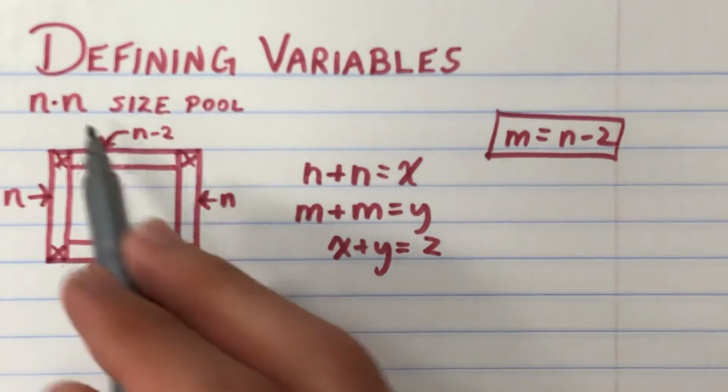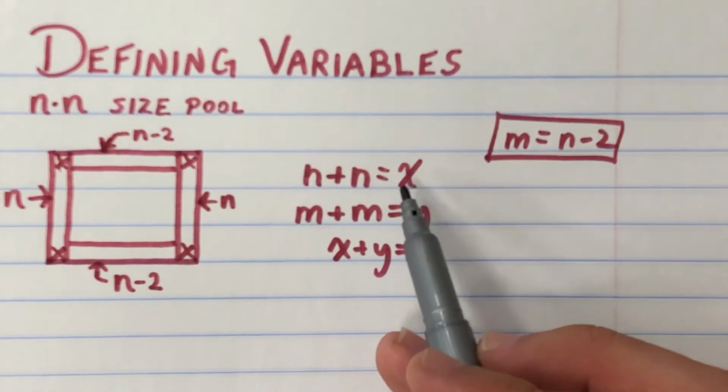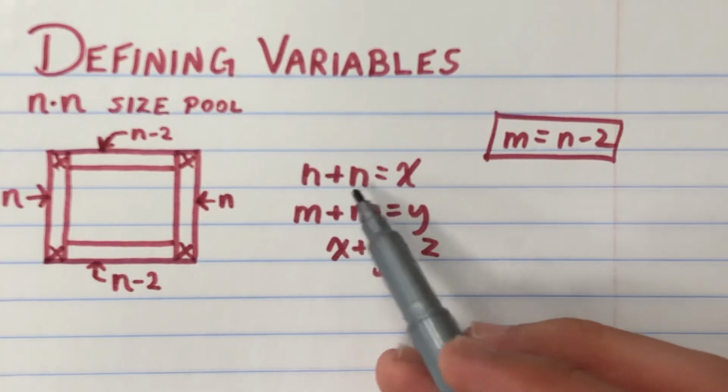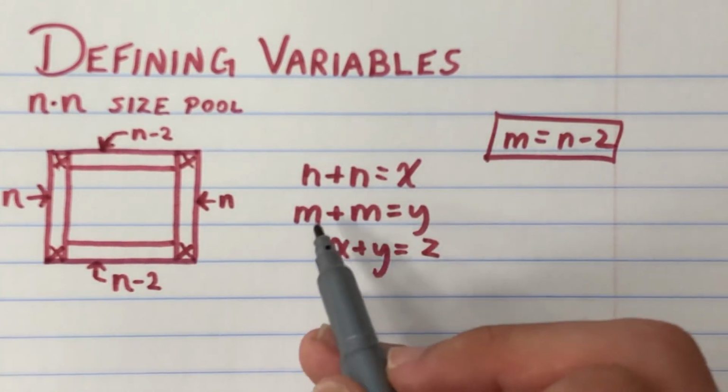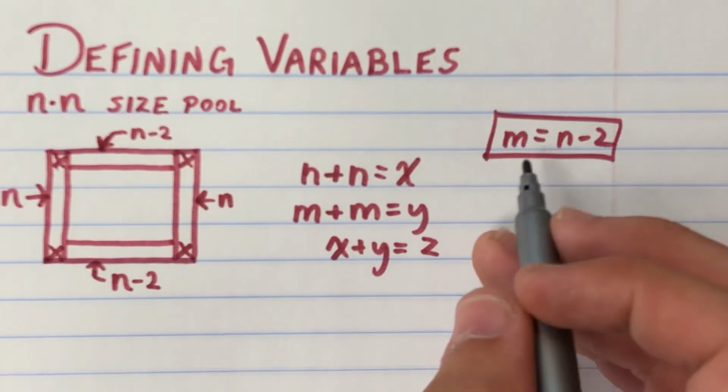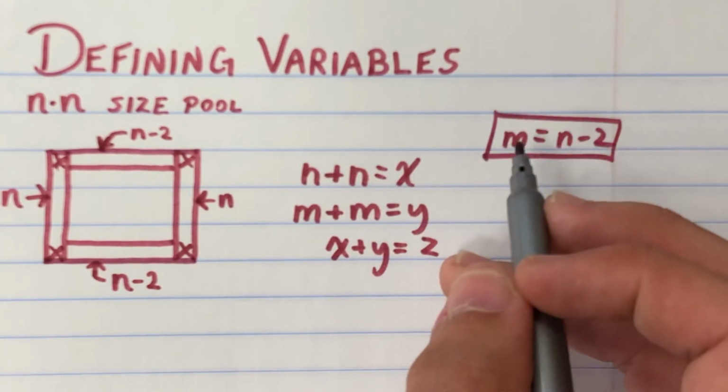So n is given to you. It's defined what x is through n plus n. But if you want to include m, then you're going to have to do a thing like this where you tell me what m equals.